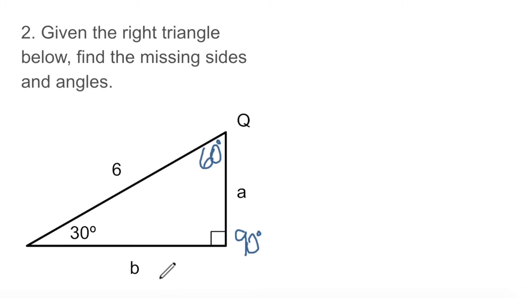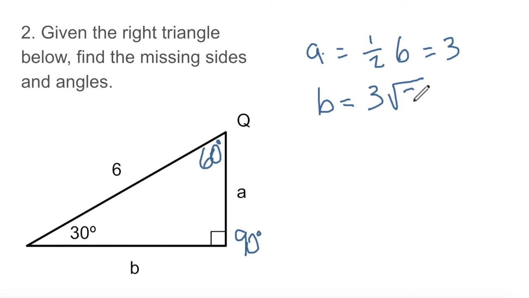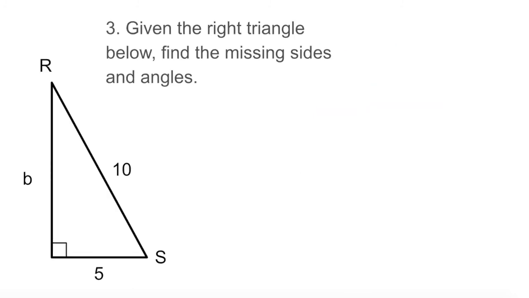Now we have to figure out A and B. Let's see, what do we know here? What we know is the hypotenuse. Oh, great. So side A is equal to 1/2 of the hypotenuse. 1/2 times 6, and that is 3. Side B is equal to 3 times root 3. That's it. We're done. So this is trivially easy. Very easy. Let's look at another problem here.